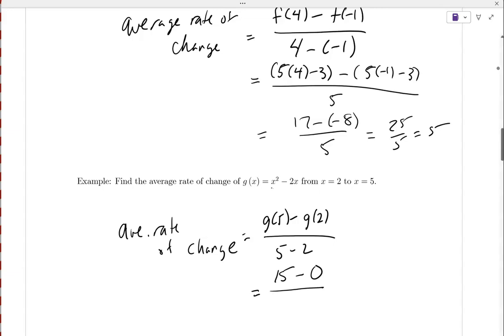Okay. And then we divide it by 3. And again, we would get 5 in this case. Like I said, there's not anything more to it than that if you're actually computing rate of change, right? It's how far you went divided by how long it took.